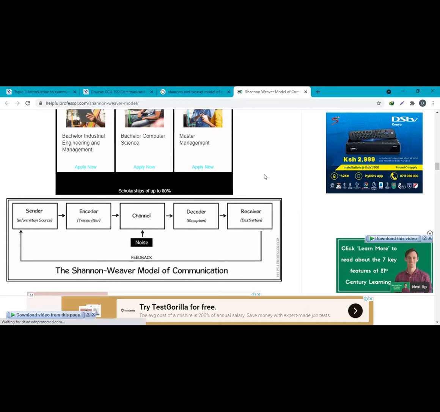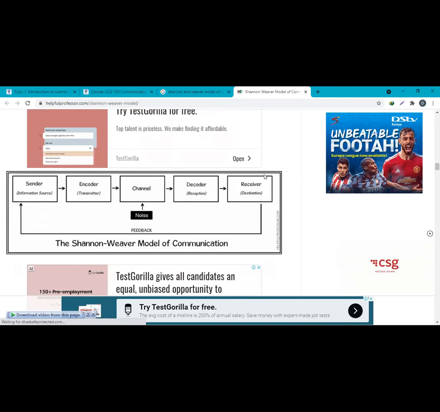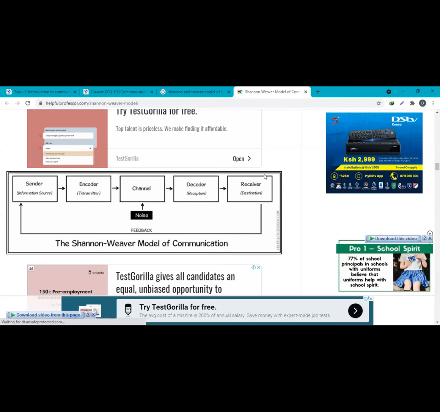Who is the sender? The sender is a person who has an idea or who initiates communication. The sender is a person who has the information that he needs to communicate to the receiver. So the sender can be an organization, a person, an institution. The sender can be anybody who has got the information that he needs to communicate.